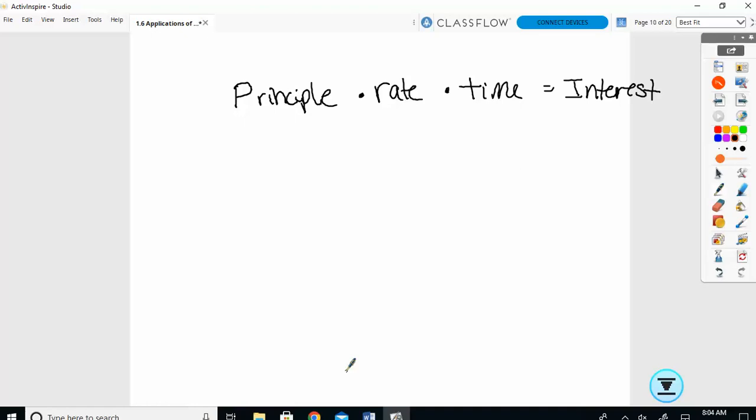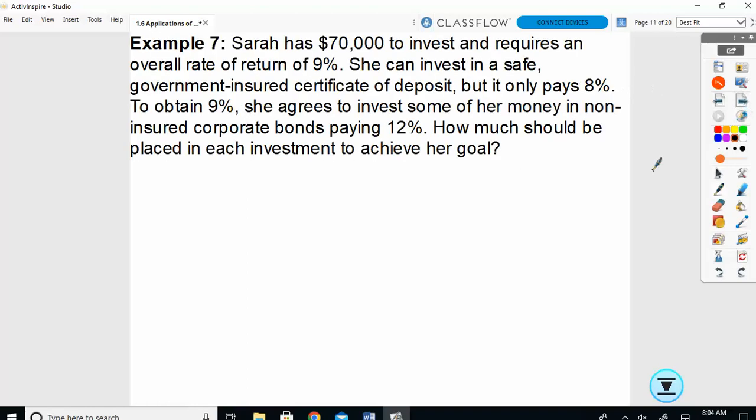Okay? So these first few are going to be kind of like the mixture problems from yesterday in that we're going to have several different things going on. So when I look at this one, it says Sarah has $70,000 to invest and requires an overall rate of return of 9%. She can invest in a safe, government-insured certificate of deposit, but it only pays 8%. To obtain 9%, she agrees to invest some of her money in non-insured corporate bonds paying 12%. How much should be placed in each investment to achieve her goal?